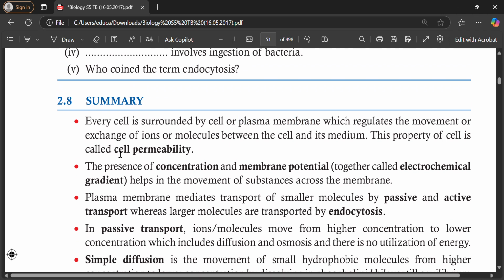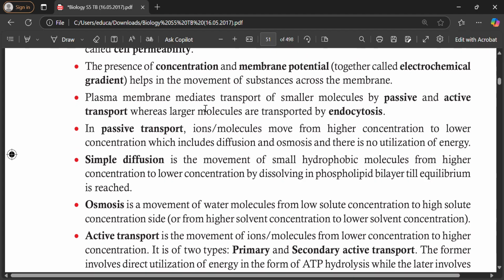semi-permeable. The presence of concentration differences drives movement of substances. The plasma membrane mediates transport of smaller molecules by passive and active transport.